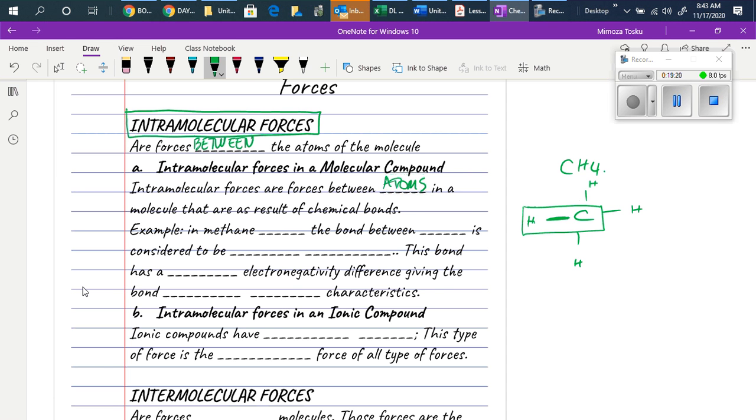We are not talking here about the forces between the hydrogens, because the hydrogens are not bonded together. So the bond is happening between carbon and hydrogen. Therefore, these are the intramolecular forces that we will see. Okay, so in methane, the bond between carbon and hydrogen is considered to be intramolecular forces.